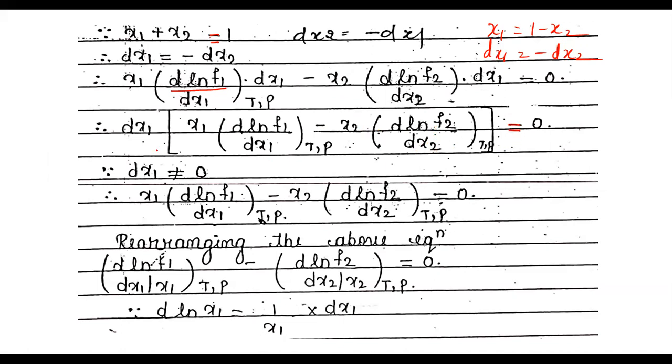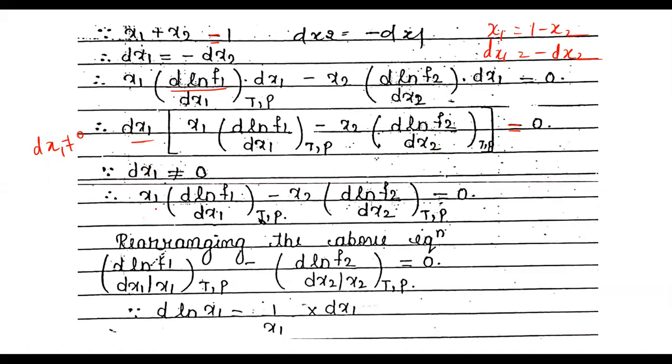Now in this case also dx1 is never equal to 0 because it is a change in the mole fraction. dx1 is never equal to 0. The first factor is not equal to 0, so it means that the second term becomes equal to 0, as the change in the mole fraction does not equal 0.